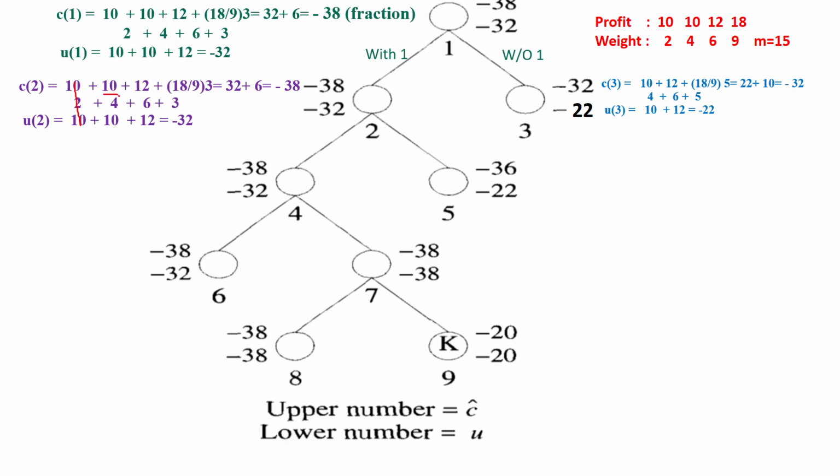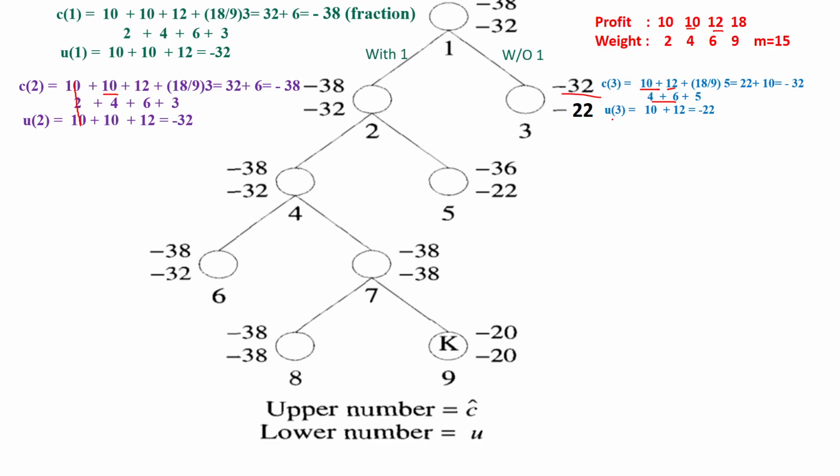Second item profit is, sorry, 10. Second item is 10, and third item profit is also 12. And 6 plus 4 is the weight of those items. So 6 plus 4 is 10 here. So how much fraction can I consider for the last item? Remaining is 15 minus 10, it is 5. So the fraction you have to consider is 5. 18 divided by 9 into 5, that is 2 into 5, that is 10. 10 plus 22, that is 32. See, it is minus 32.